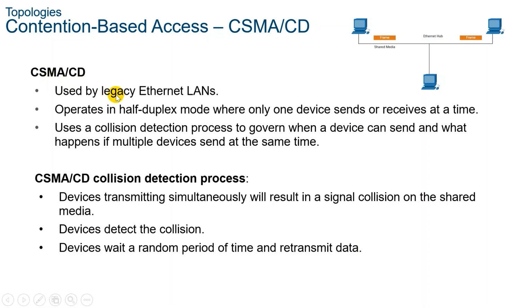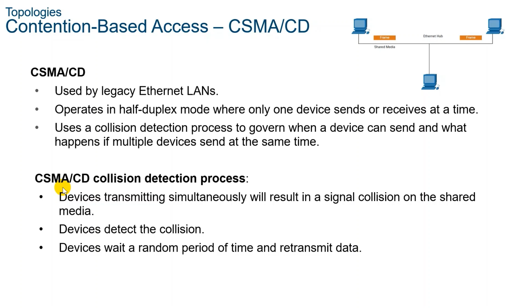In contention-based multi-access networks, all nodes are operating in half duplex, competing for the use of the medium. However, only one device can send at a time. Therefore, there is a process if more than one device transmits at the same time. Examples of contention-based access methods include the following: carrier sense multiple access with collision detection, or CSMA/CD, as I've said, applied on legacy Ethernet LANs, and CSMA/CA, which is applicable for wireless.